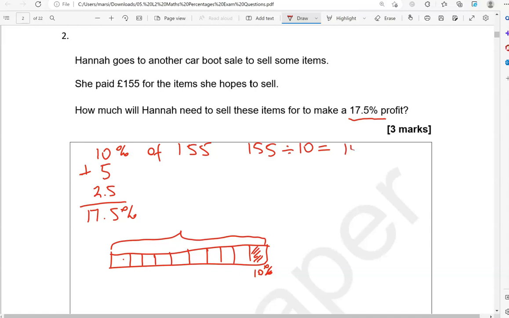So 155 divided by 10, you should know this method without the calculator. We can imagine the decimal point being right here, and we're going to move it one place to the left to make the number smaller. So the number is now 15.5. So 10% of 155 is £15.50. 5% will be half of that. So what is half of 15.5?